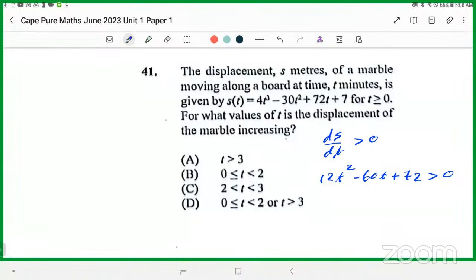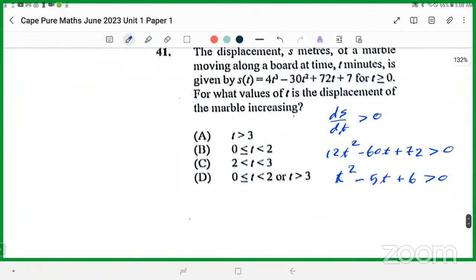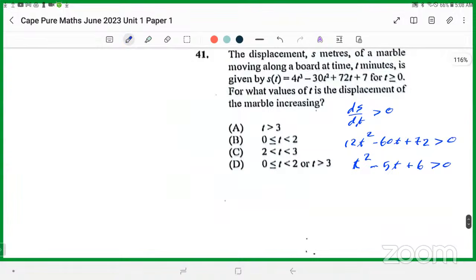All right, let's continue. Divide through by 12. Divide this by 12, we're going to get t squared. Divide this by 12, we're going to get 5t. Divide this by 12, we're going to get 6, greater than 0. So it's like a normal quadratic with a smile shape. Let's solve it. And let's factorize it first, so we can see what is happening.